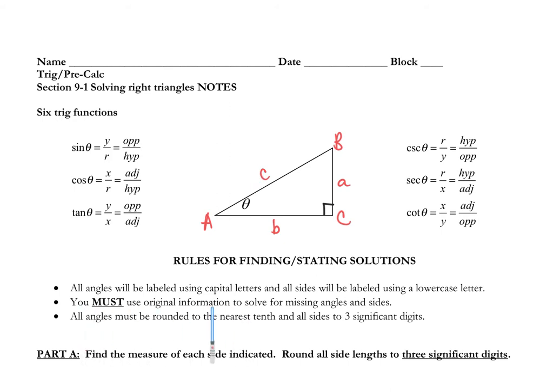We need to use the original, so that just means given information, to solve for missing angles and sides. That means I won't be finding a missing value first and then using that value to find other missing information. The only time I would do that, I'll point out in our examples. And then all angles are going to round to the nearest tenth and the sides to 3 significant digits.